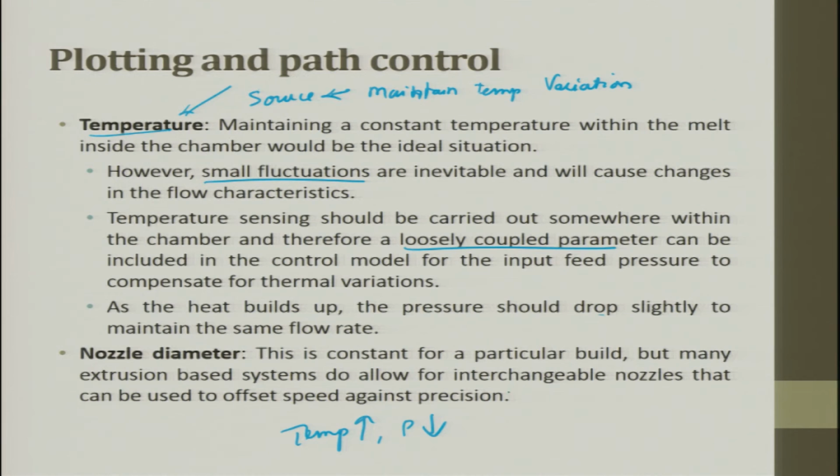Nozzle diameter, we have already seen, is a constant for a particular build, but many extruder based systems do not allow interchangeable nozzles. What you buy in the market today, you always get with a constant nozzle diameter. Very rarely do they give otherwise, because when we try to change the diameter, if you don't properly fit the nozzle, you will not get the part you require, and this needs a little bit of expertise. So it is all custom made, you get only one diameter nozzle.